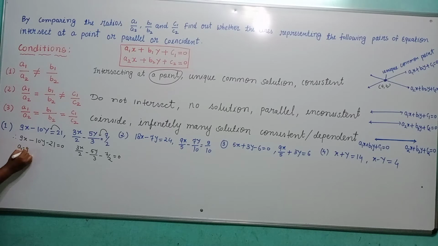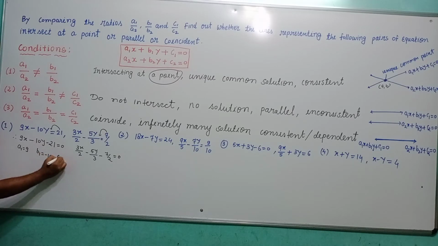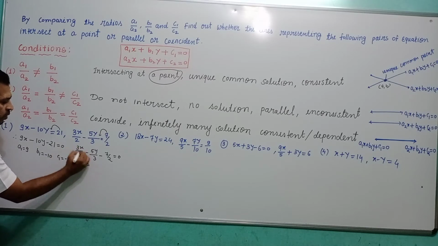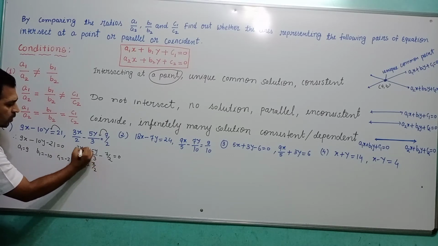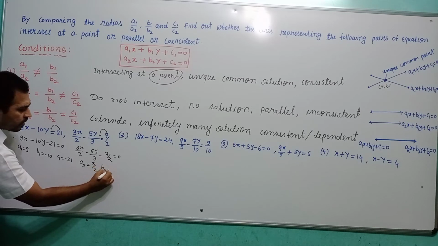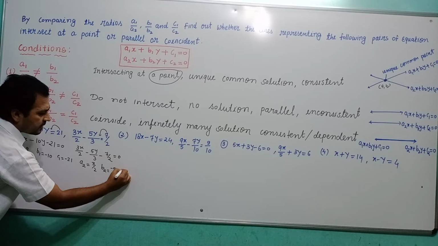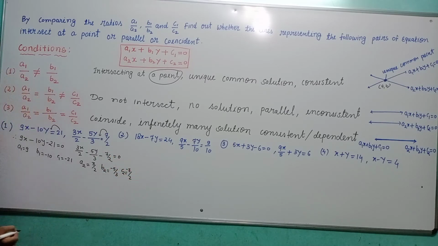So what we are getting? a1 is 9. What is b1? b1 is minus 10. What is c1? c1 is minus 21. Similarly, students, what about a2? a2 is 3 by 2. What about b2? b2 is minus 5 by 3 and c2 is minus 7 by 2. Right students?